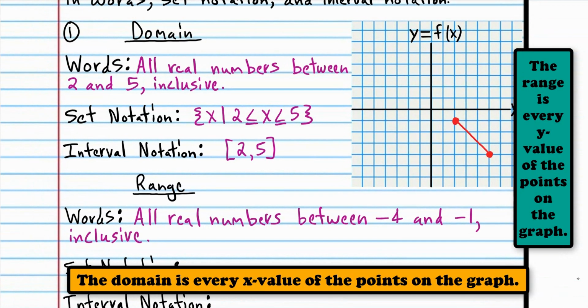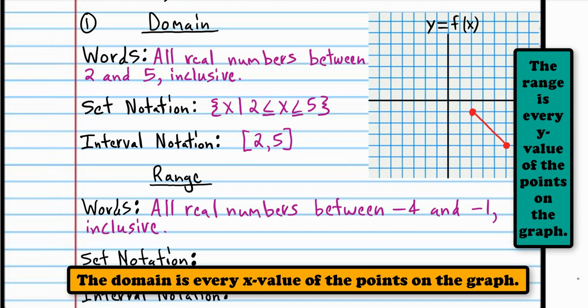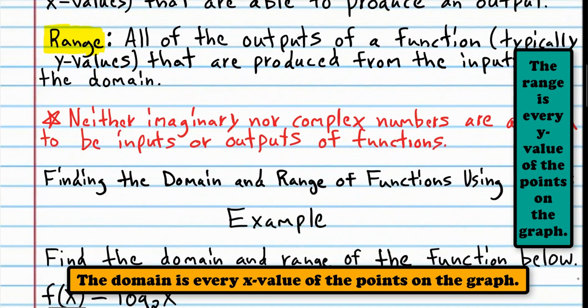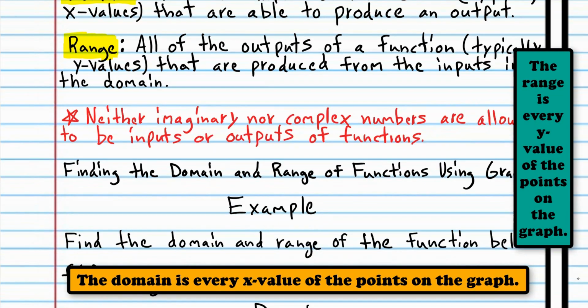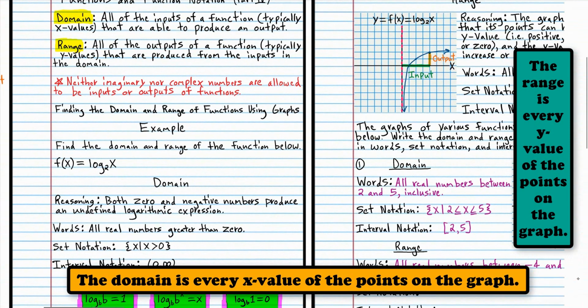Now, I should also mention, notice we say all real numbers. Remember, we learned that in the previous class. We have to say all real numbers. Why is that? Well, because imaginary and complex numbers, they are numbers. But we're not allowed to use imaginary or complex numbers as inputs or outputs of functions.